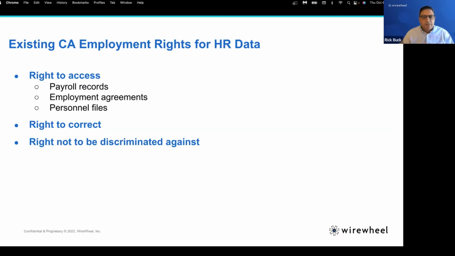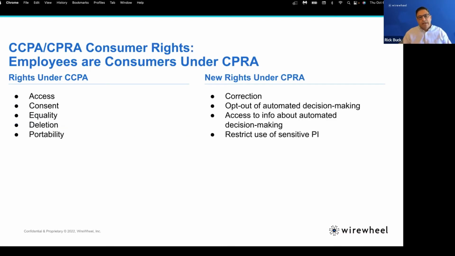And so it's important to think about that already because as we think now about CPRA, CPRA is calling out specific rights now that employees have as consumers in California. Again, they have the right to access their data. They have the right to consent to certain types of uses of their data. They have the right for non-discrimination or equality. They have the right to delete and correct their data. And they have the right of portability to be able to collect their data in an easily readable format.